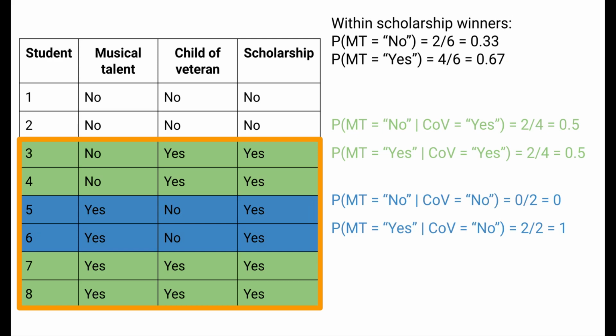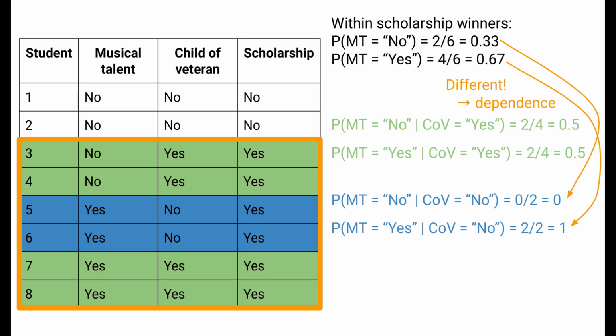In this subgroup of scholarship winners, within children of non-veterans, 0 out of 2 students do not have musical talent and 2 out of 2 do. Again, these conditional probabilities are different from the original ones. This change implies dependence. In this subgroup of scholarship winners, knowing that the parent is not a veteran does help us better predict musical talent.